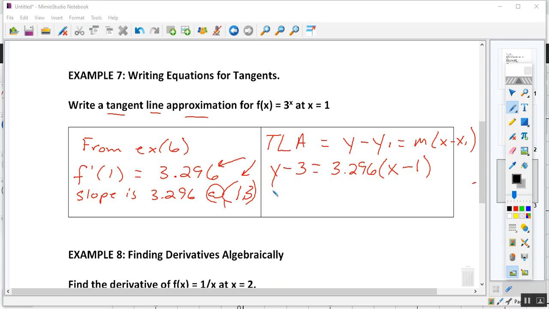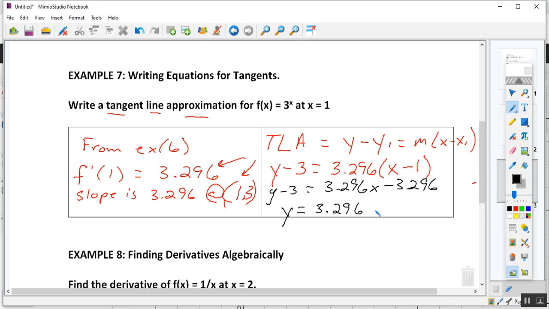So you guys agree this is y minus 3 equals 3.296 x minus 3.296. How much can you add here, kids? Okay, so I've got 3.296. Let's see, this would be minus, oops, I forgot the x, didn't I, kids? Minus 0.296 when I add. Okay, we think that this is a pretty good tangent line approximation.